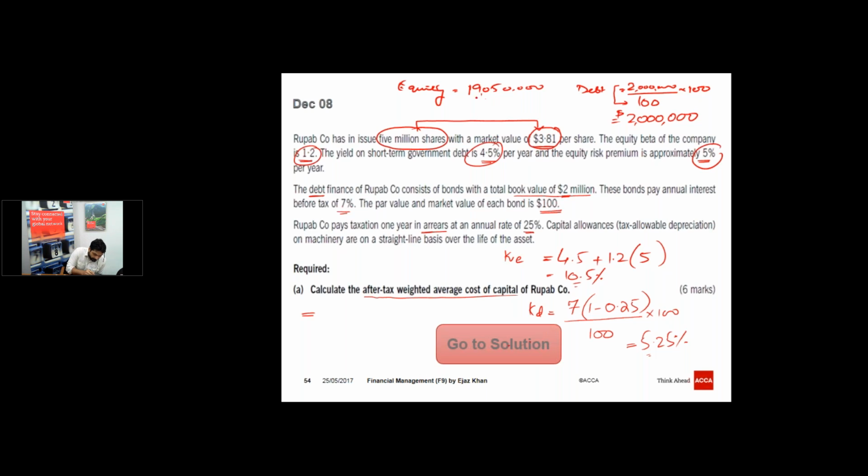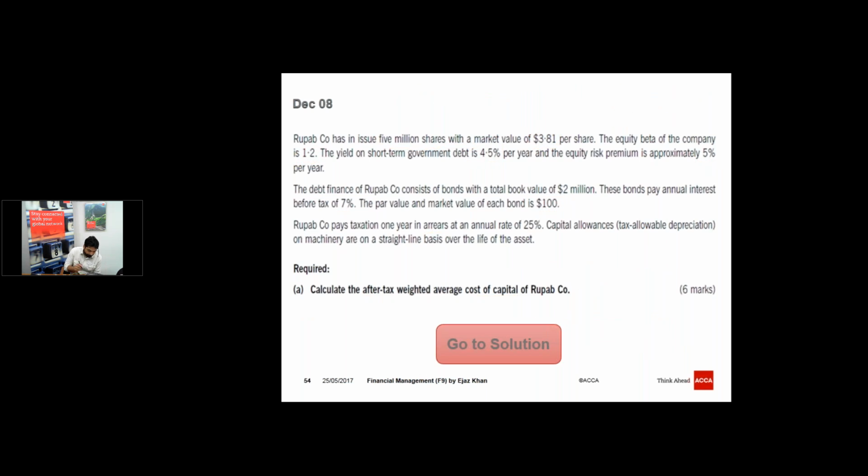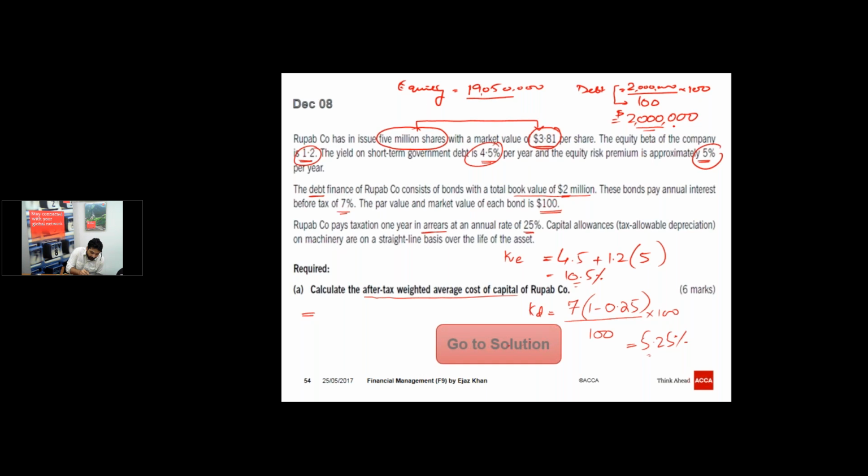Okay, so we have value of equity, we have value of debt. Now let's try to calculate the weighted average. So let's calculate the equity percentage first. How much equity do we have? 19050. Okay, I'm writing it in thousands, and I will divide with the total of equity plus debt. Can you sum total equity and total debts? Total equity plus total debts. 19050 plus 2000.